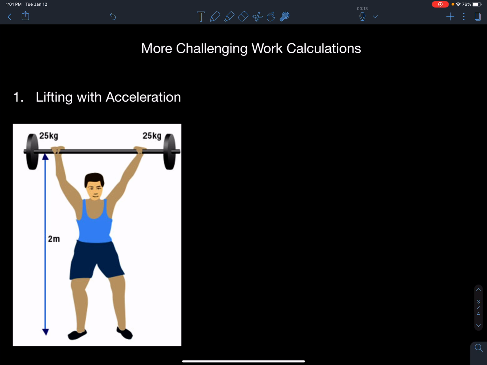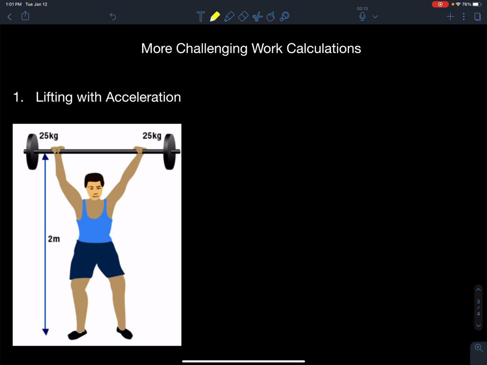All right, grade 10. So in this short little video, we're going to try to add a layer of challenge to the work calculations we just did. So I alluded to this, but if this guy is lifting a weight, but not at a constant velocity, with acceleration, how would I go about calculating how much work he's going to do if he also has acceleration?